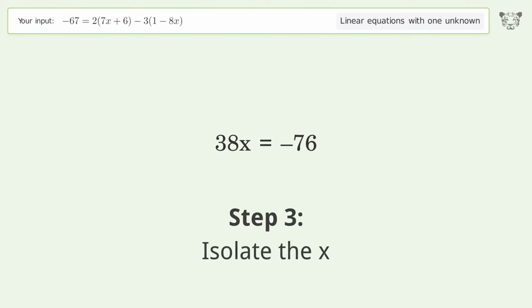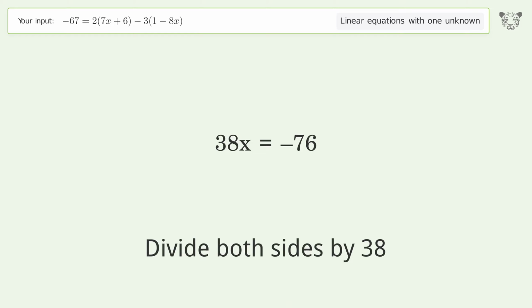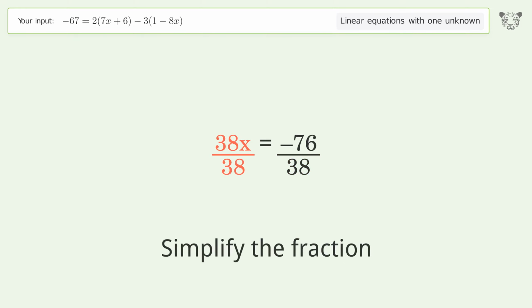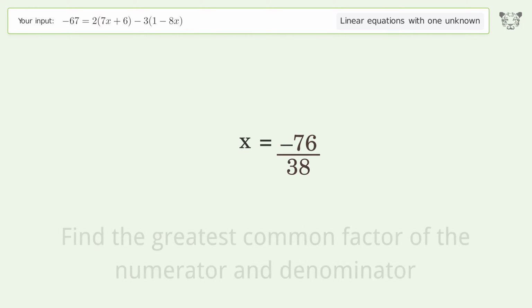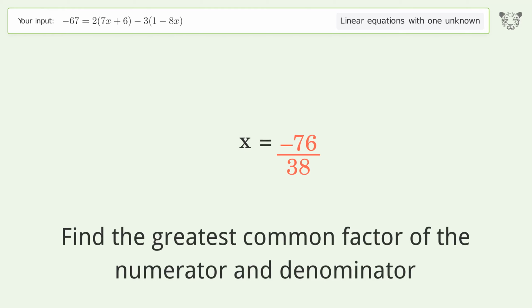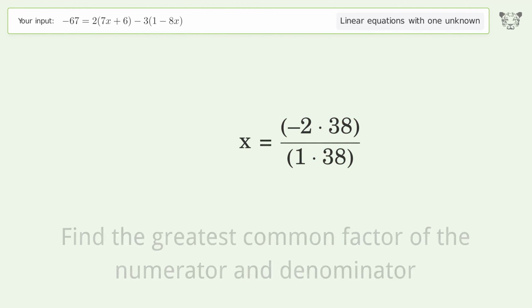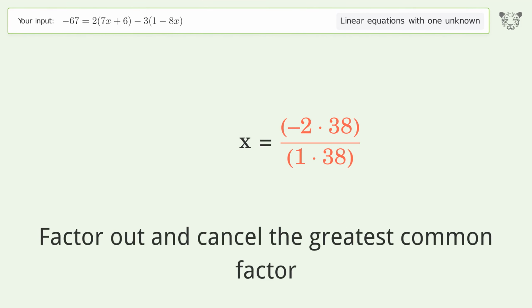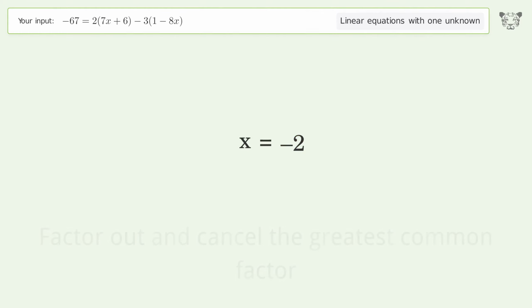Isolate the x. Divide both sides by 38. Simplify the fraction. Find the greatest common factor of the numerator and denominator. Factor out and cancel the greatest common factor. And so the final result is x equals -2.